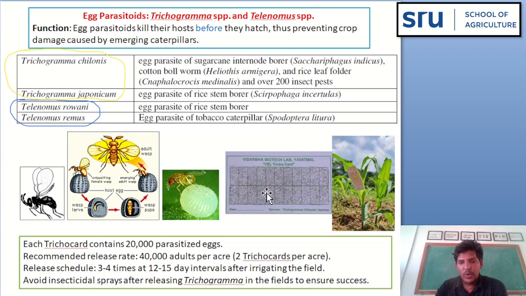This is the trichocard. Each trichocard contains 20,000 parasitized eggs. The recommended release rate is 40,000 adults per acre, meaning 2 trichocards are recommended per acre. Release schedule: 3 to 4 times at 12 to 15 days interval after irrigating the field. Avoid insecticidal spray after releasing Trichogramma in the field to ensure their success.